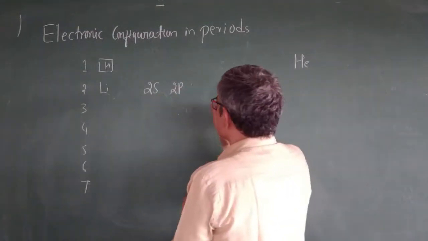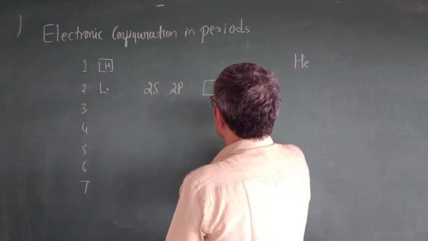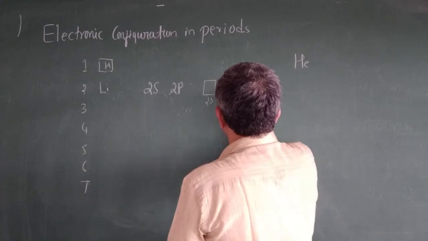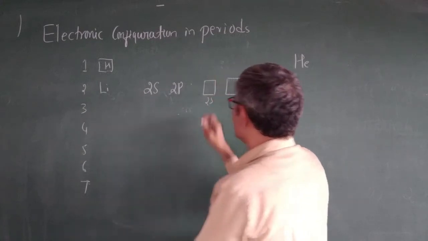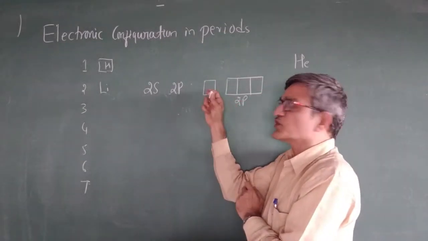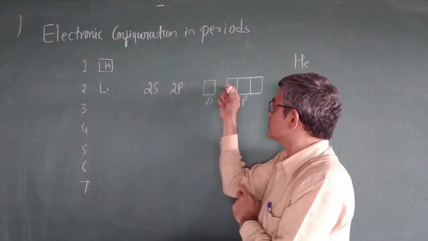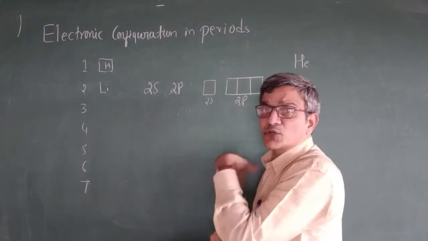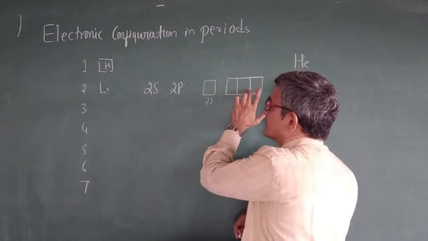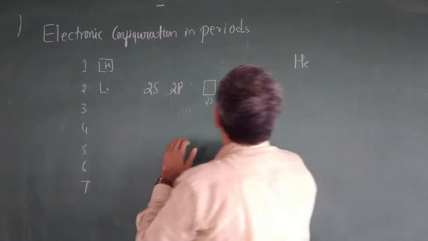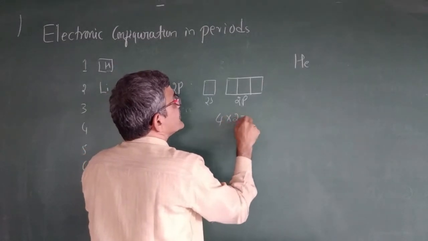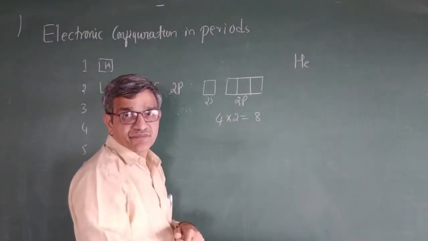Here 2s is one orbital, and 2p has 3 orbitals. So what is the total number of orbitals? 1, 2, 3, 4. Therefore the number of elements is twice the number of orbitals. Here 4 orbitals are there, 4 into 2, that is 8 elements.